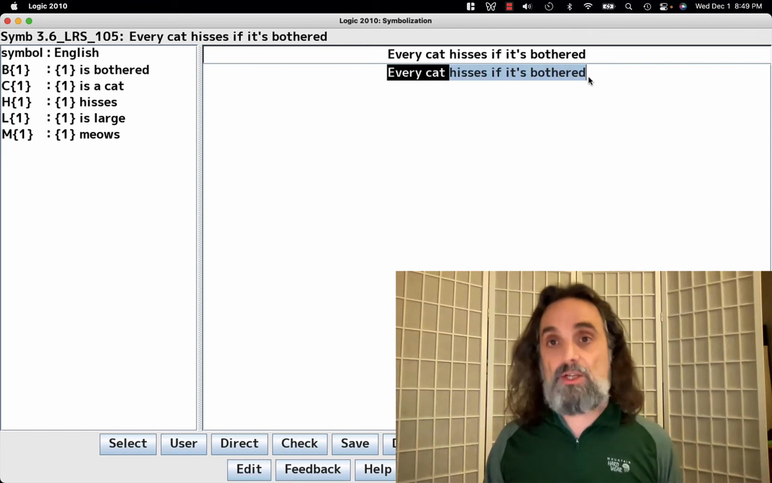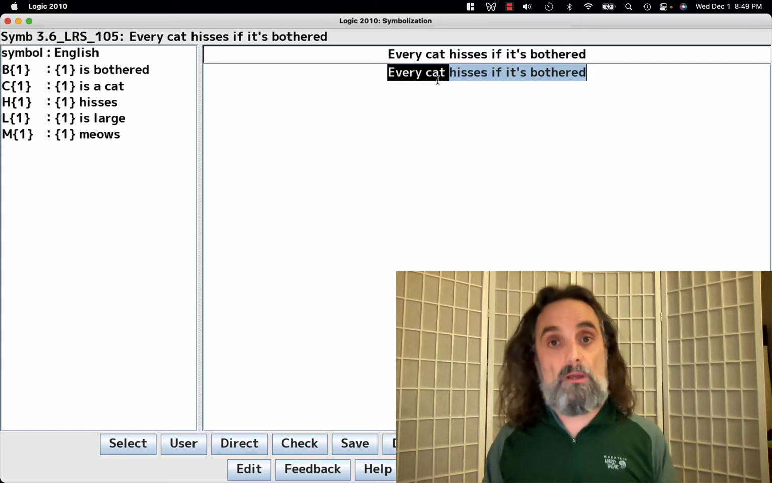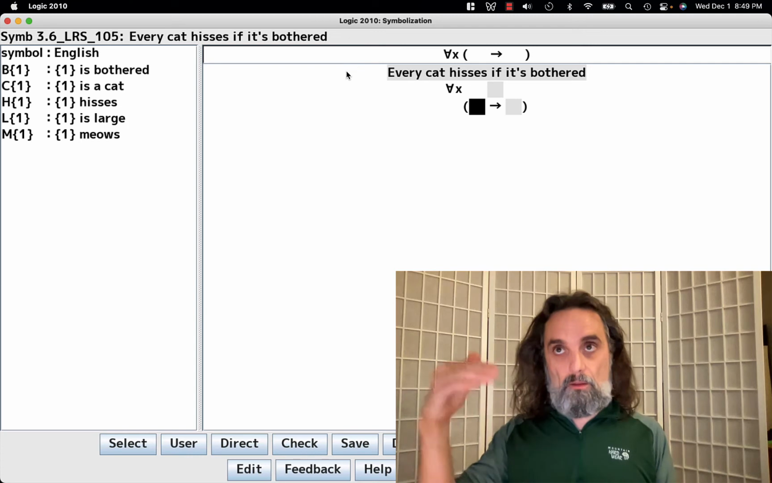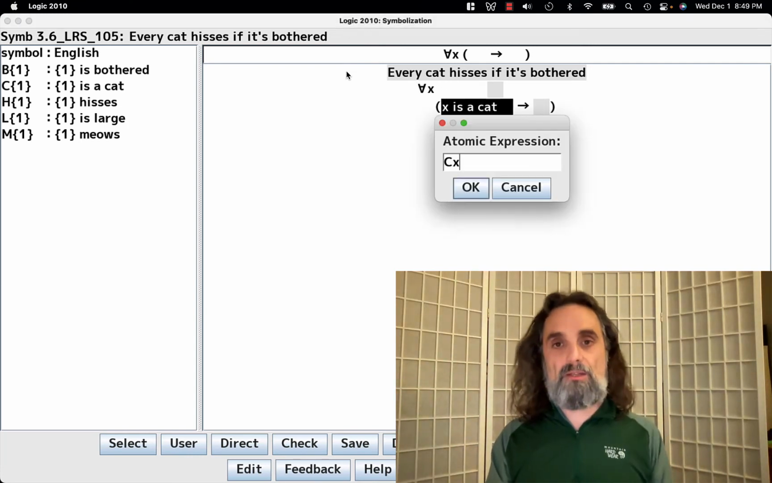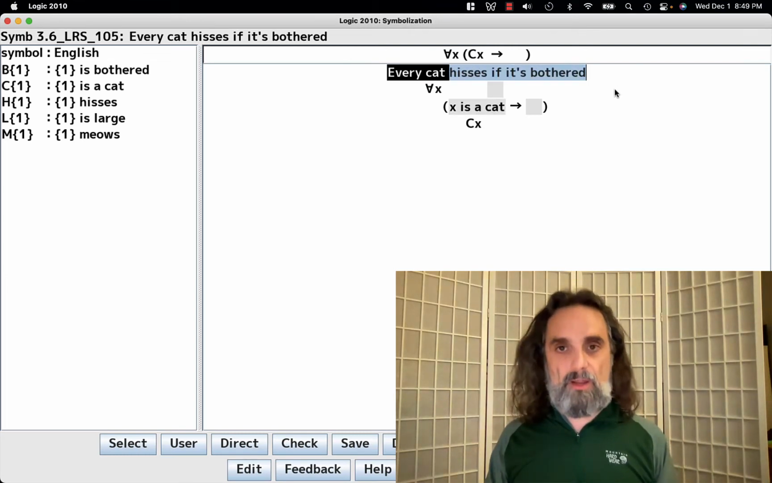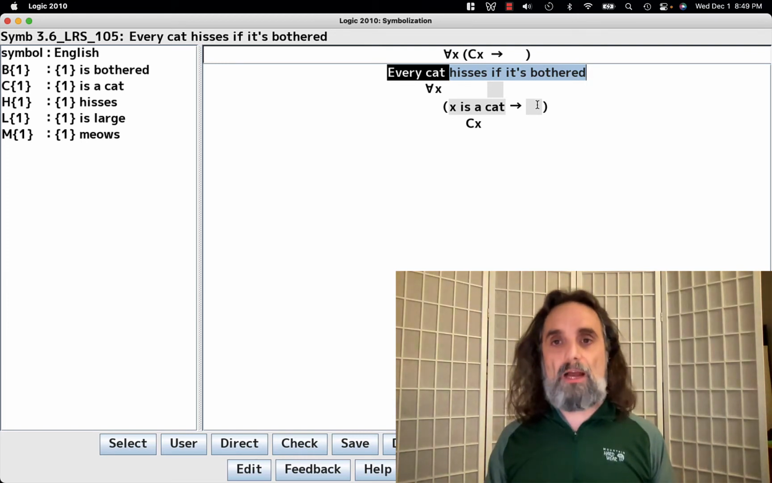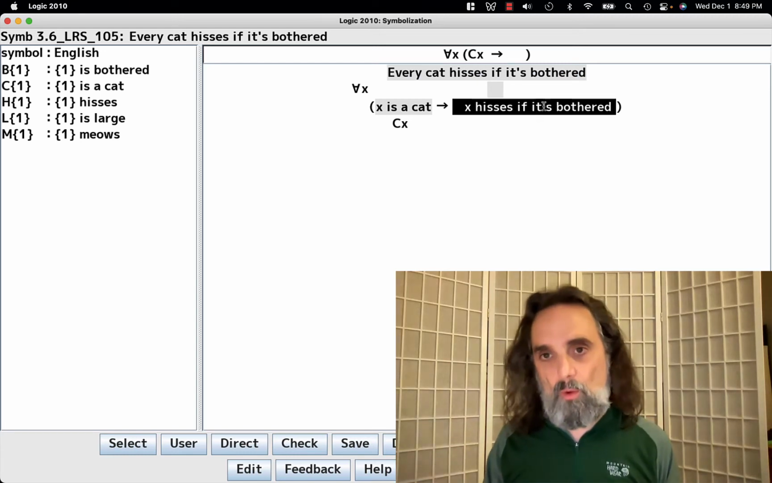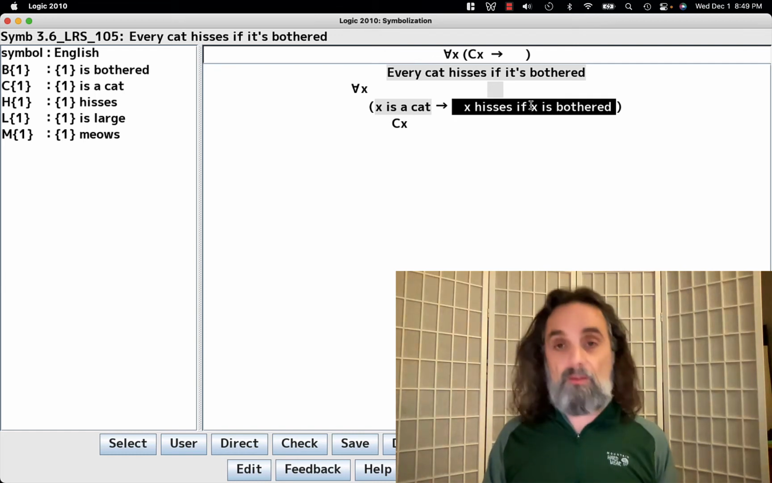We're going to treat this as just one big verb phrase. And we know where the verb phrases go. They go in the consequent. So every, again, gives us a universal and then a conditional. The noun that the every is hooked up to is cat, so we just have X is a cat in the antecedent, CX. And then we're saying that this is the verb phrase. Every cat is like this. So we're going to move this down to the consequent: X, and then hisses if it's bothered. What's the it? Well, it's X. So X hisses if X is bothered. Okay, that's a conditional.